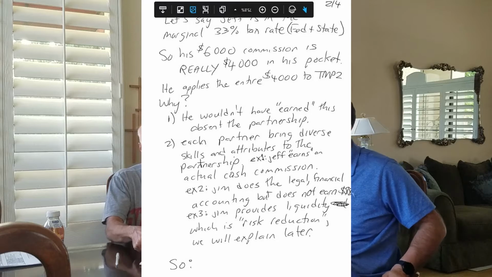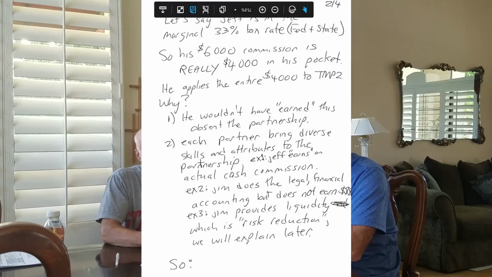Jeff is in the marginal 33% rate. That's federal plus state. If you make money up to a certain amount, you don't pay any taxes. The next chunk of money, you pay 10%, then you pay 15%, and so on. Eventually, it used to go up to 39% was the top marginal rate, federal only. Then you have to add the state. I think in the tax cut early on in the Trump administration, it went down to 35%. But I'm going to assume a 33% tax rate, federal plus state, for Jeff. So his $6,000 is really $4,000 in his pocket, right? And so he applies the entire $4,000 to TMP2.